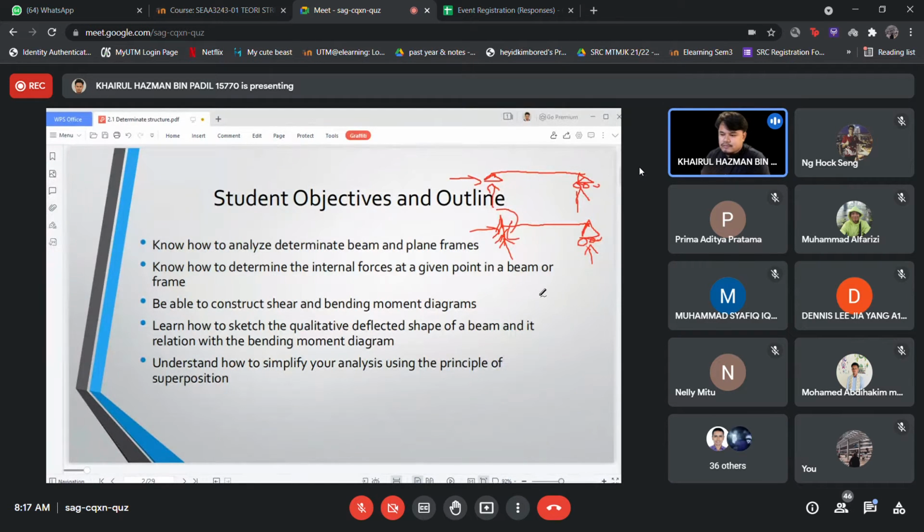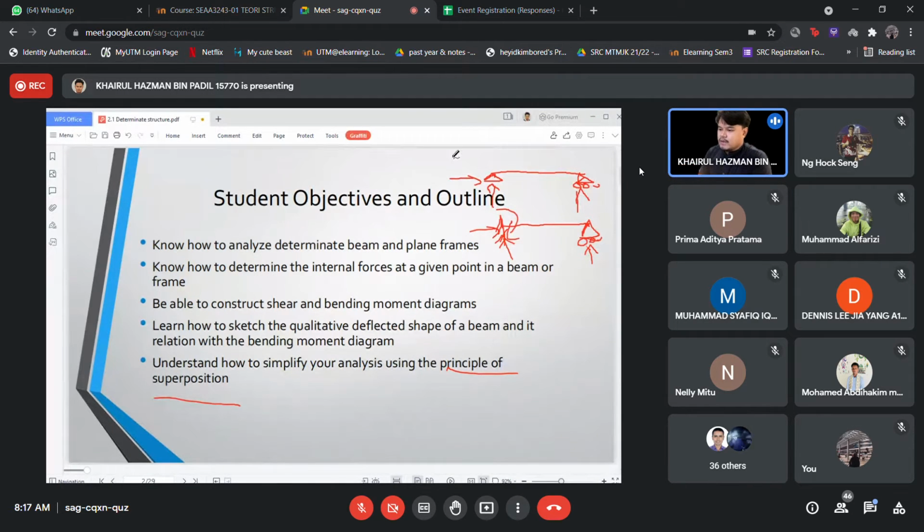So you cannot solve it using just equilibrium equations. You need to do another method, for example the stiffness method or flexibility method, to solve this part. So for this kind of structures, you need to use the principle of superposition. I will discuss it later on. It is just for you to understand the concept of indeterminate and determinate structures.